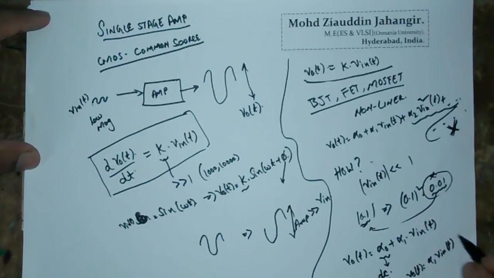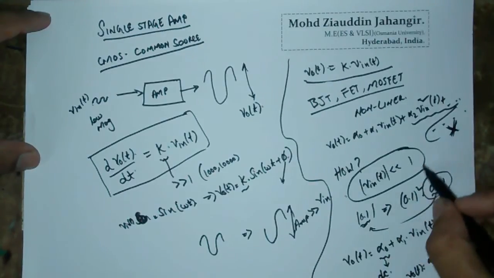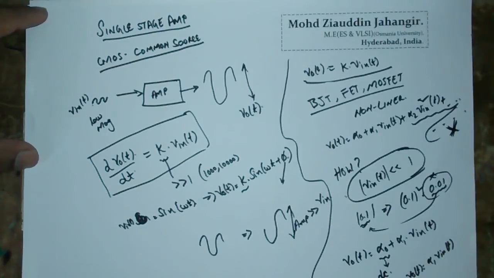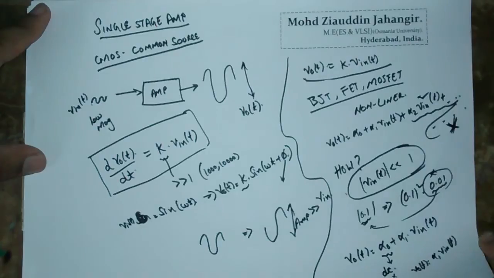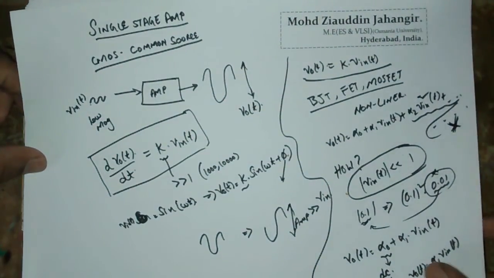This is what we wanted. We wanted a linear equation, and here we got the linear equation. What approximation did we make? We chose the magnitude of Vin of t to be very much less than 1. So let us see how we can approximate a MOS to be used as an amplifier.